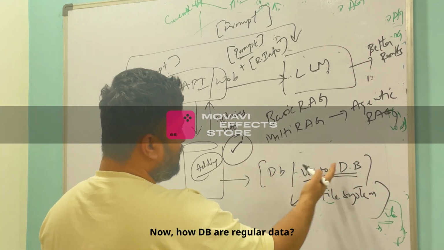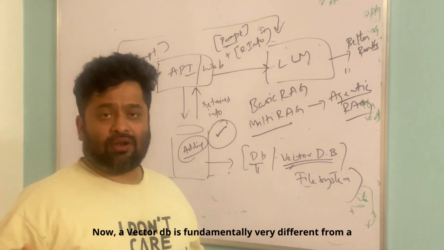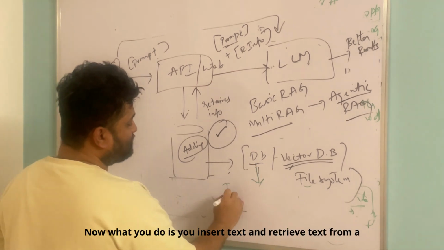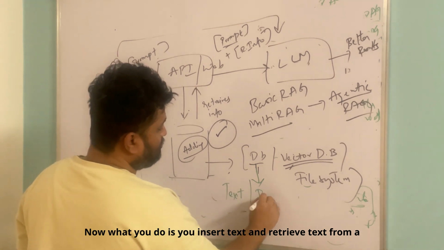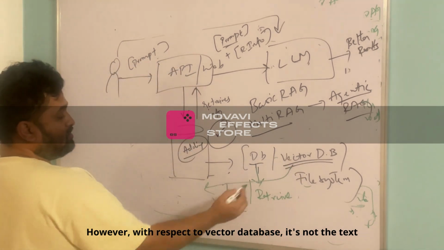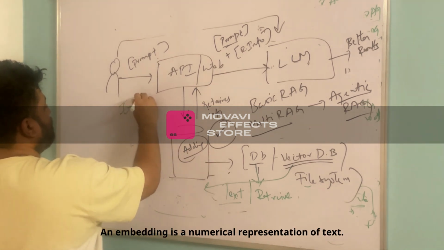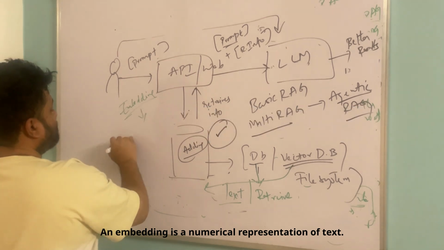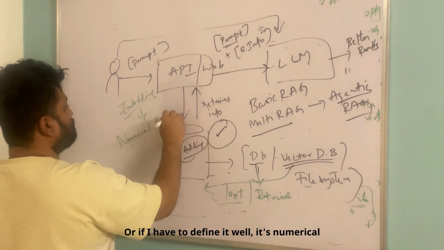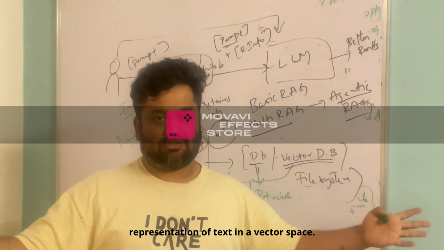Now, how is a vector DB different from a regular database? A vector DB is fundamentally very different from a database. With a regular database, you insert text and retrieve text. However, with a vector database, it's not the text that you insert. You insert something called an embedding. Now, what's an embedding? An embedding is a numerical representation of text, or if I have to define it well, a numerical representation of text in a vector space.